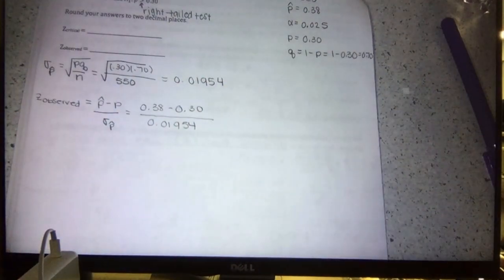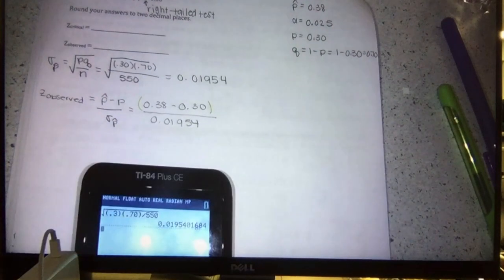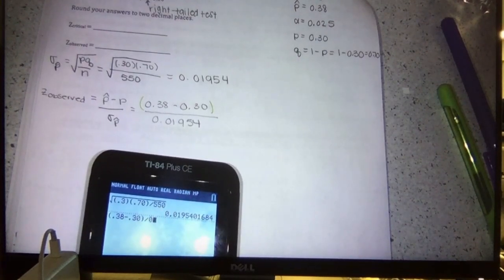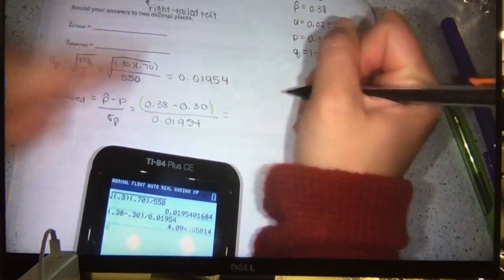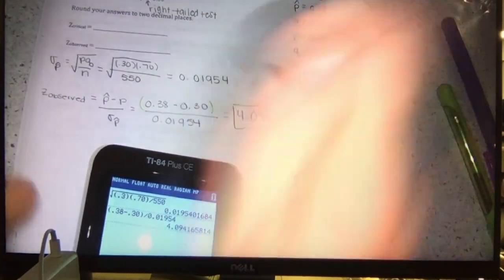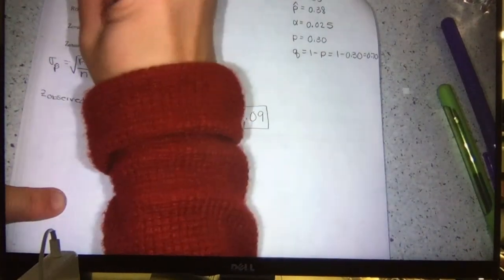Make sure to put the top of the fraction in parentheses. So 0.38 minus 0.30 divided by 0.01954, and we get, rounded to 2 decimal places, 4.09. So our z observed is 4.09.